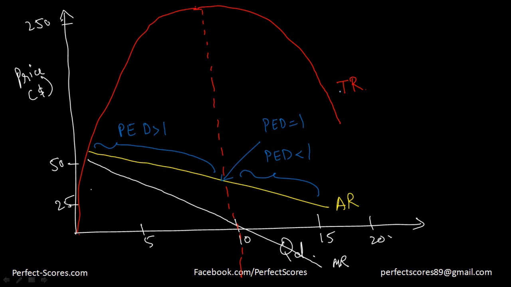So suppose you've understood all of the curves, the total revenue, the average revenue, the marginal revenue, and the price elasticity of demand. Now let's understand the meaning of all these terms. What is the meaning of price elasticity of demand greater than 1, equal to 1, and less than 1? So what is price elasticity of demand? Price elasticity of demand is equal to the percentage change in quantity demanded divided by the percentage change in price.